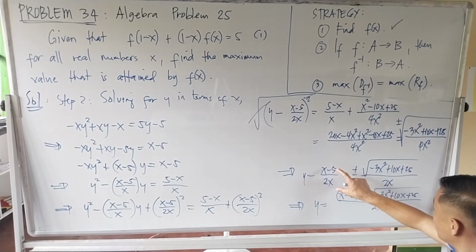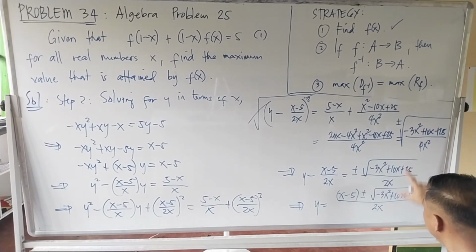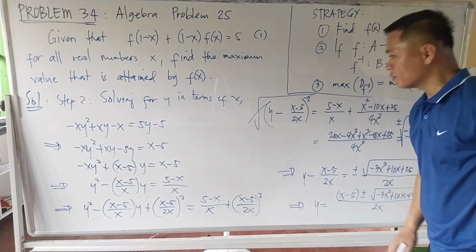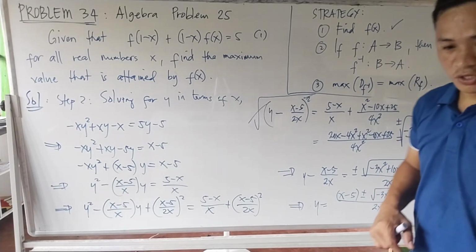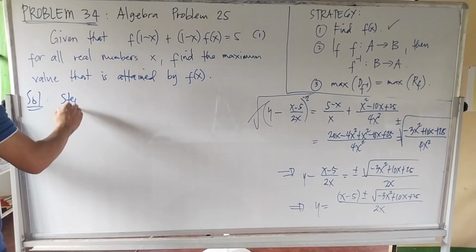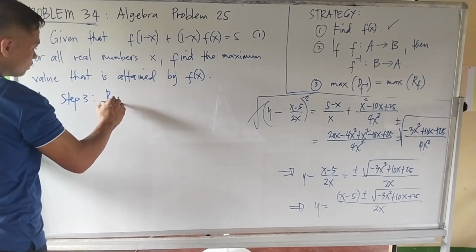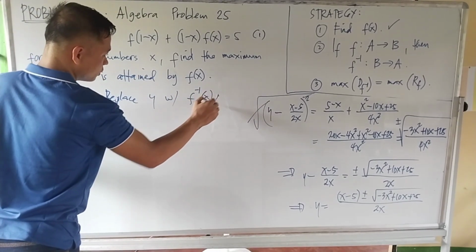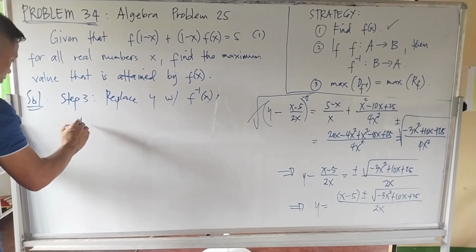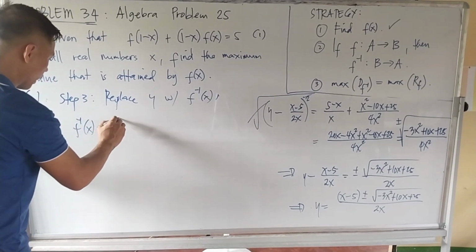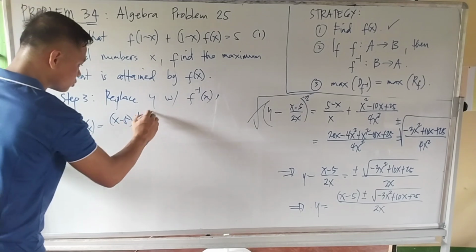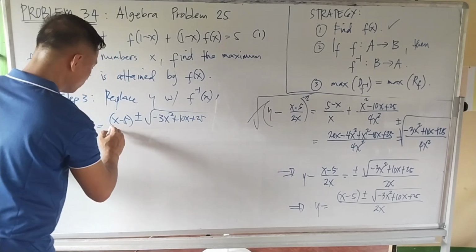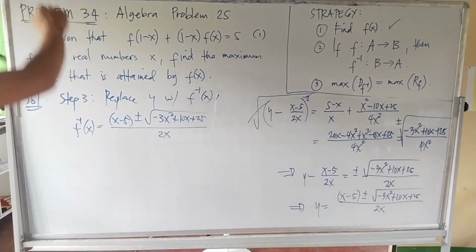By combining this expression with this expression. So finally, for step 3, we're going to replace y with f inverse of x. So we now have f inverse of x is equal to x minus 5 plus or minus the square root of negative 3x squared plus 10x plus 25, all over 2x.